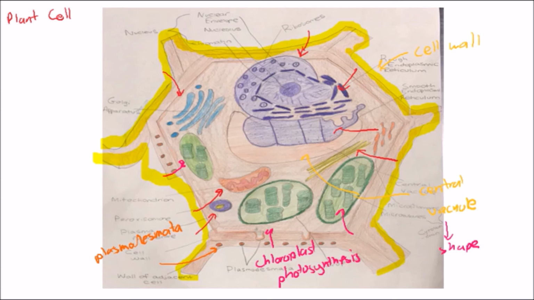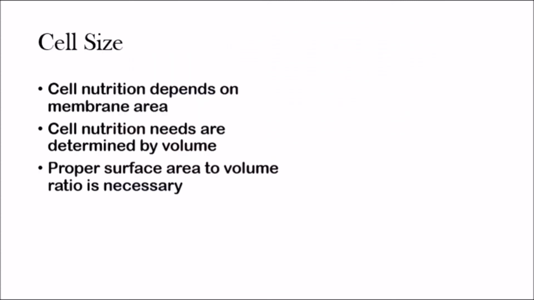Okay, now the final thing that I want to talk about is cell size. Okay, so cell nutrition. This is a very important term. Cell nutrition depends on membrane area. Okay, so what is cell nutrition? Imagine we have a cell. Let me go ahead and just draw a cell. Okay, now the cell, let's just say it has just this distance, right? So the cell has this surface area, okay? Just like if you have a cube, the cube is going to have a surface area. We learned about this in math, okay?